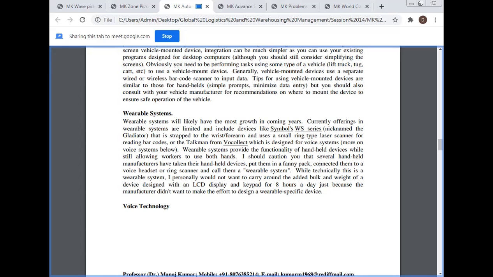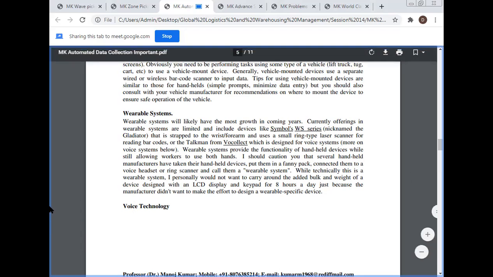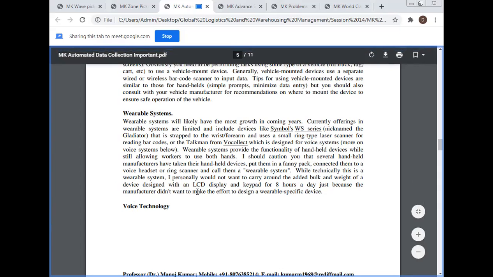I should caution you that several handheld manufacturers have taken their handheld devices, put them in a fanny pack, and connected them to a voice handset or a ring scanner as a wearable system. While technically this is a wearable system, this is the LCD display for the 8 hours.